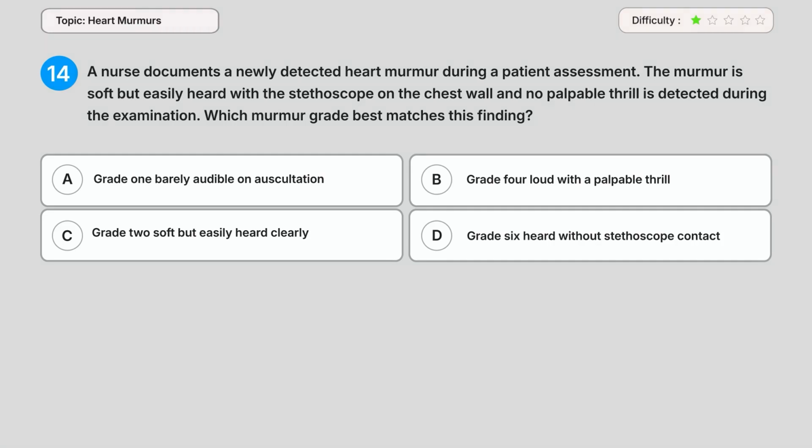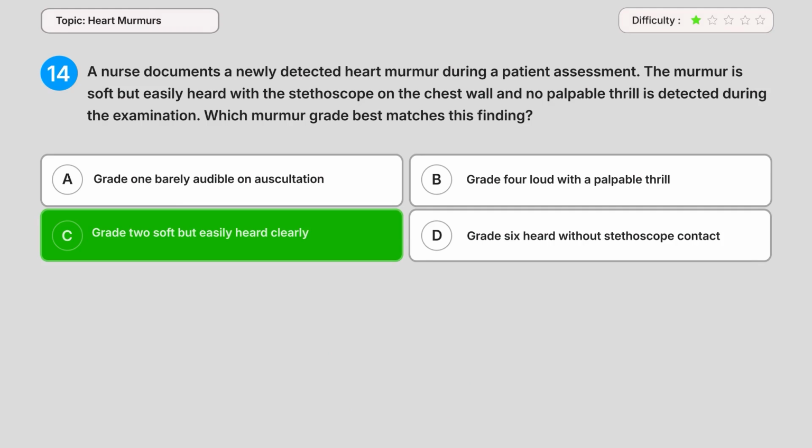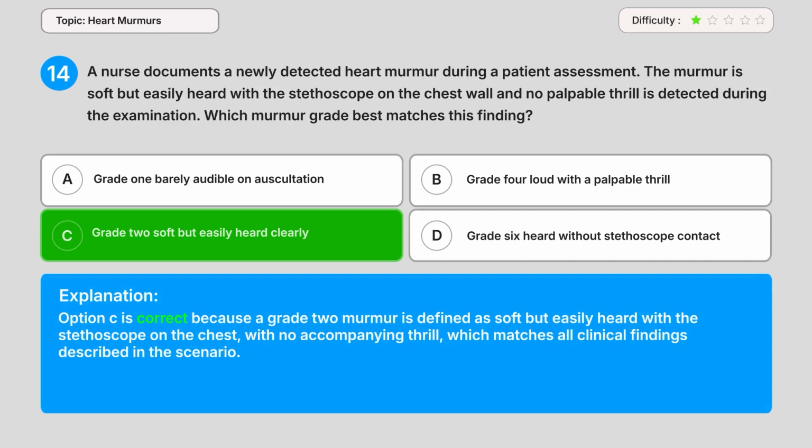Correct answer, C. Grade 2, soft but easily heard clearly. Explanation: Option C is correct, because a grade 2 murmur is defined as soft but easily heard with the stethoscope on the chest, with no accompanying thrill, which matches all clinical findings described in the scenario.